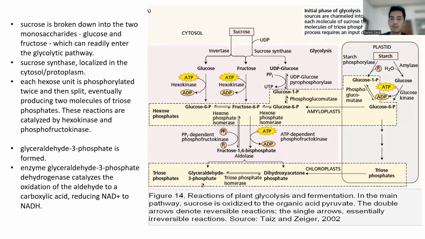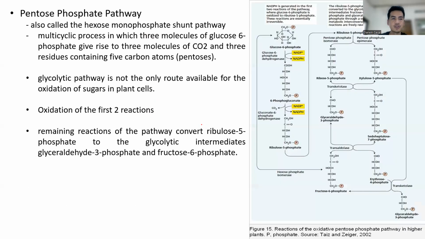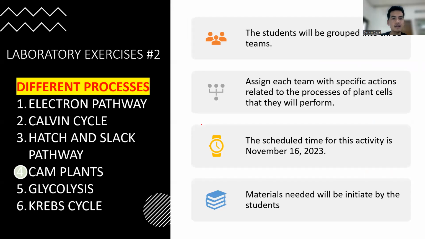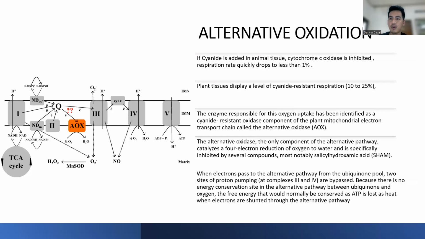So last time we also discussed glycolysis, wherein sucrose produces glucose, fructose, and UDP glucose. The production of sucrose was found in the cytosol part of the cell. And then the production of glucose and fructose was found in other parts, located in the plastid and the chloroplast. Okay?